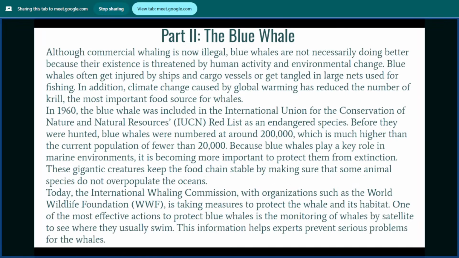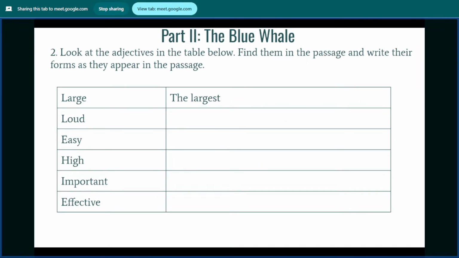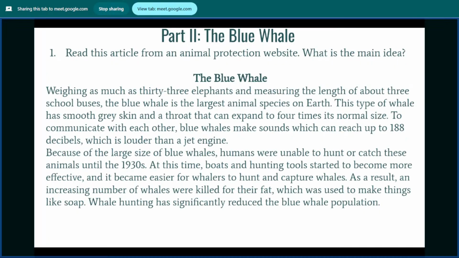Till then, look at all the adjectives: loud, easy, high, important, and effective. These are the adjectives you need to find. Here you have the passage.